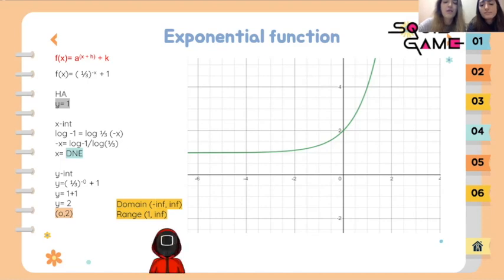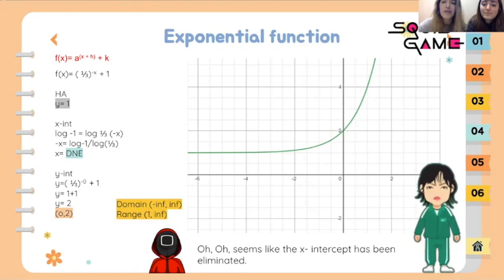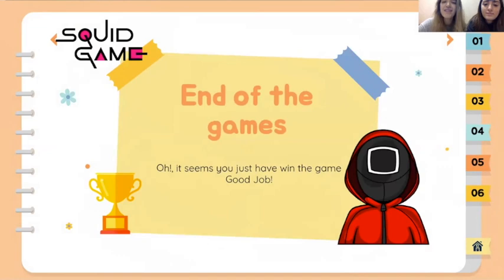So Square says, wow, seems like x-intercept has been eliminated. There we have an error, but this is the end of the game, and it seems you just won, so good job.